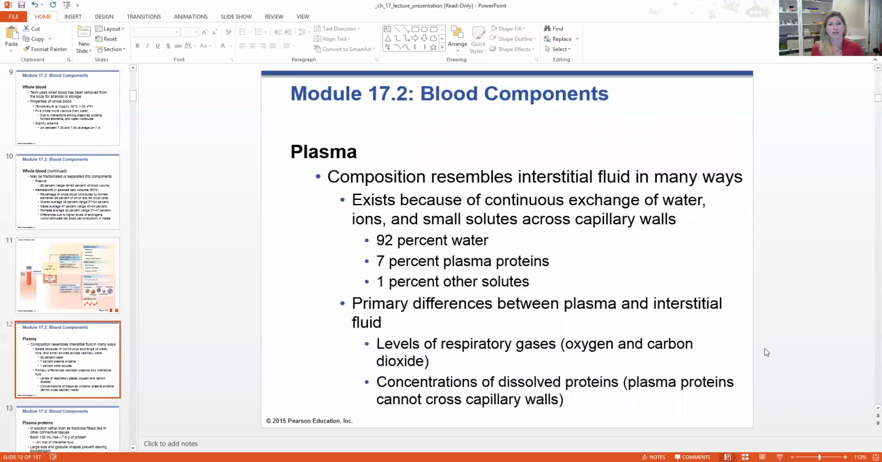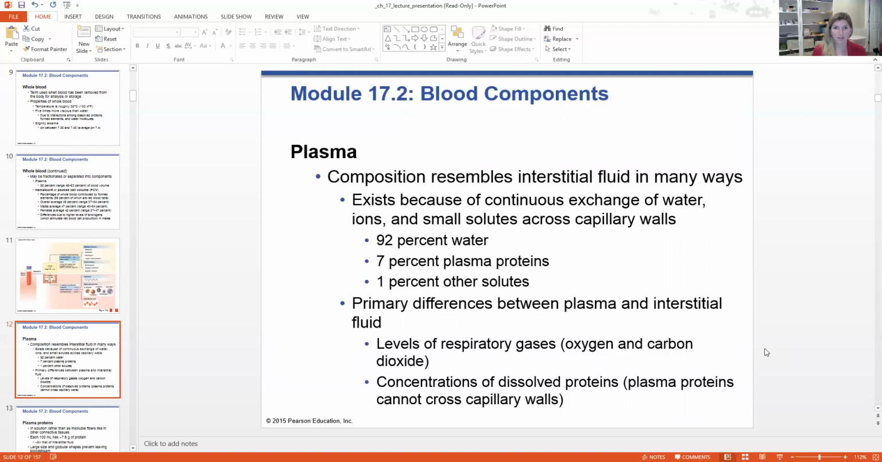So let's talk about plasma. It is almost identical in composition to our interstitial fluid. It is mostly there for that fluid component, so substances can dissolve and be transported in the blood. Mostly water, as I mentioned, plasma proteins, and then other solutes. The primary difference between plasma and interstitial fluid is the levels of respiratory gases and the concentration of dissolved proteins.